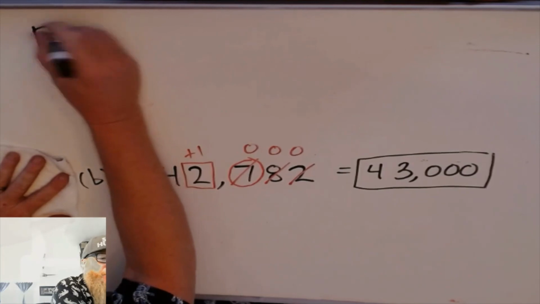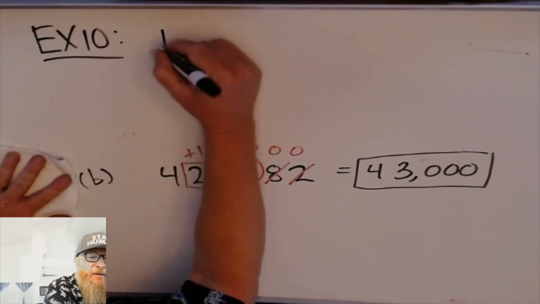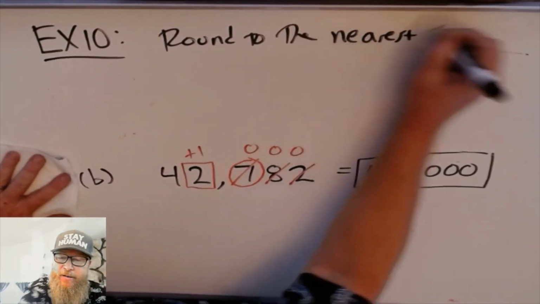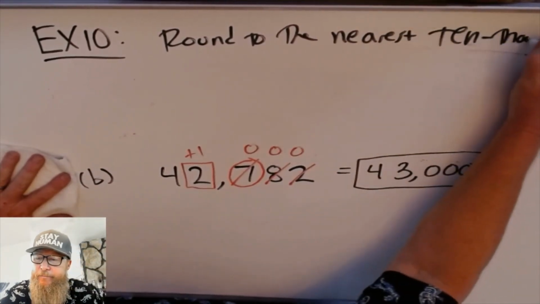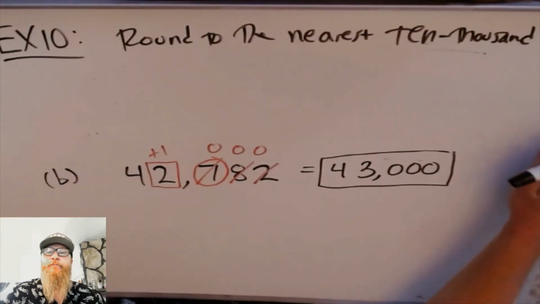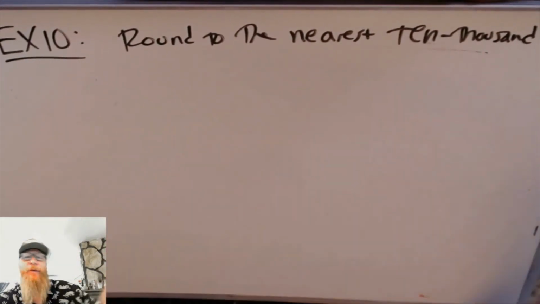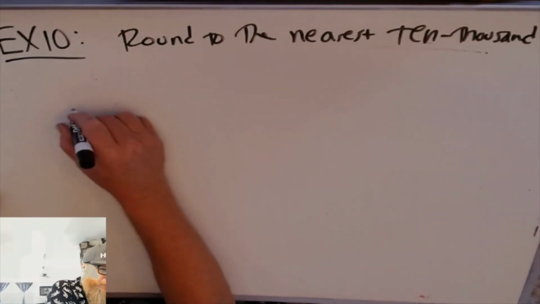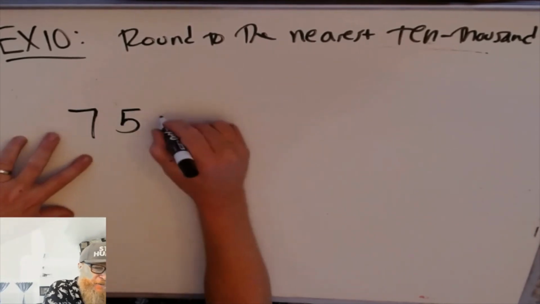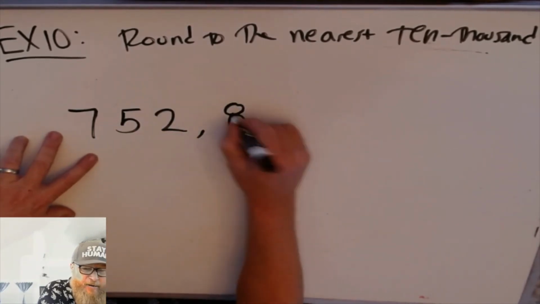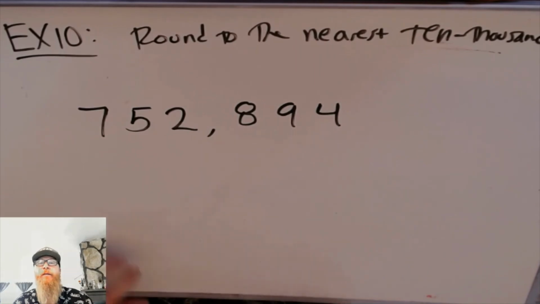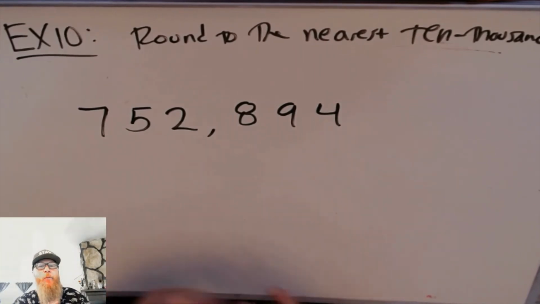Last example, example 10, round to the nearest 10,000. I really only need to do one of these. So we'll say 752,894. Just a one-part one to end this lesson off. Round to the nearest 10,000. So we'll practice our place value.